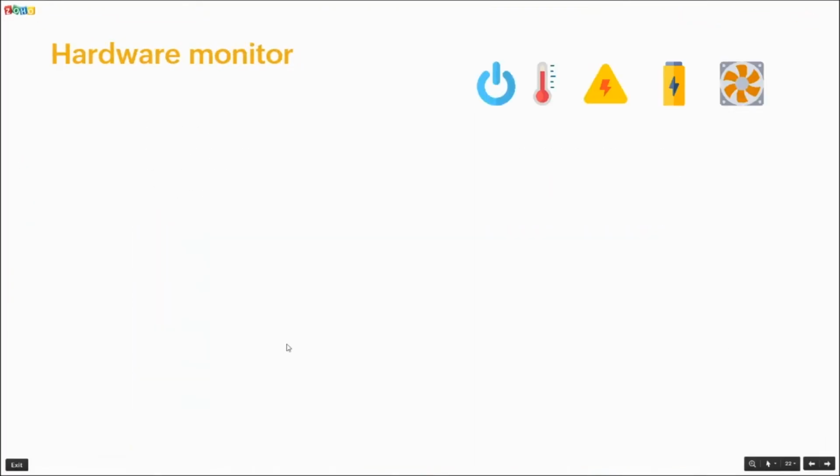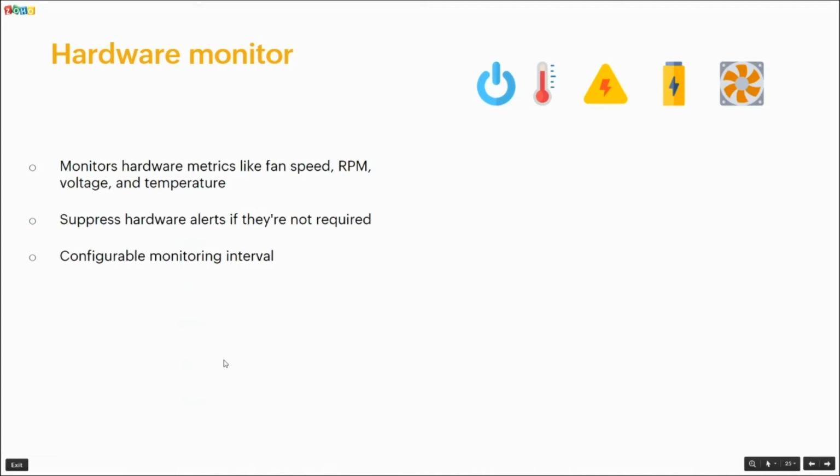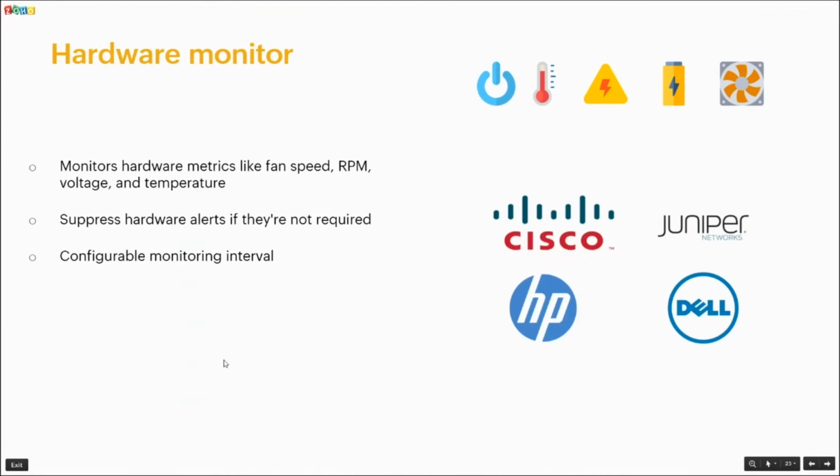The next topic which we are going to see is about hardware monitoring. So in OpManager, you can monitor the hardware metrics like fan speed, RPM, voltage, and temperature. You can suppress hardware-based alarms if they're not required or not critical for you to get notified. You can have a custom or configurable monitoring interval for the hardware-based monitoring. In hardware-based monitoring, we do support Cisco, Juniper, HP, and Dell devices.